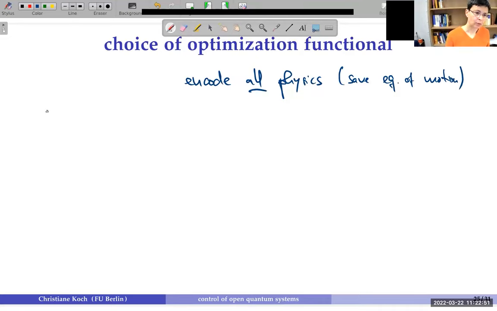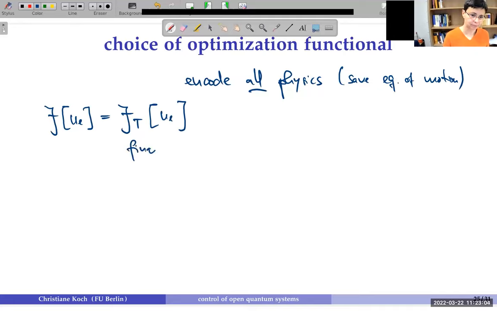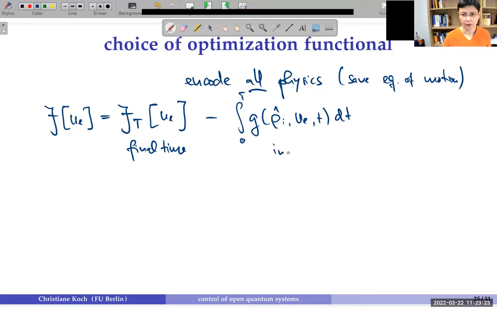So what do I mean by this? Well, we have our optimization functional of the controls that we want to determine. And we typically have a final time contribution and constraints. And these very often depend on the intermediate times. So they can depend on the state at the intermediate time, on the control, or just on time. And these are the intermediate time constraints or costs in the language of optimization.